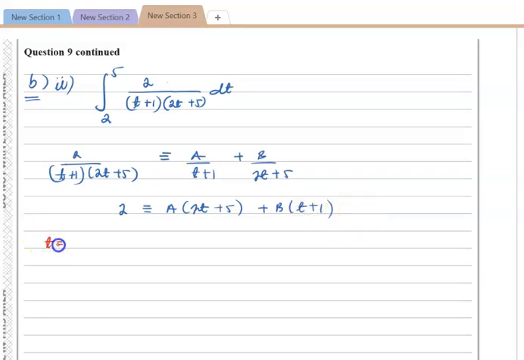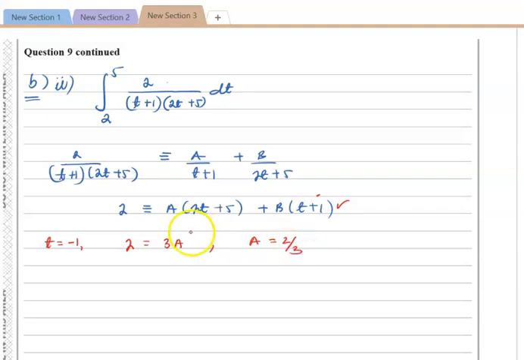For t equals -1, I make this one 0. So I have 2 equal to, putting -1 here, -2 plus 5, which is equal to 3A, and this one goes to 0. Now what I have is that A is equal to 2 over 3.